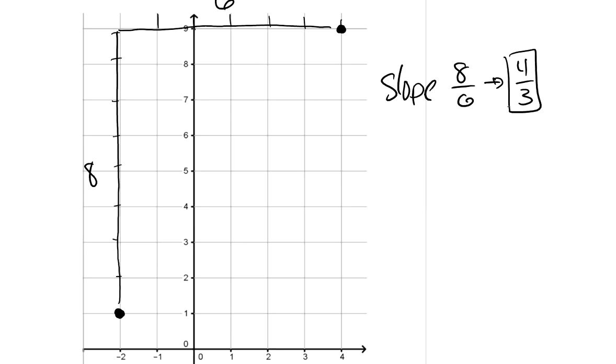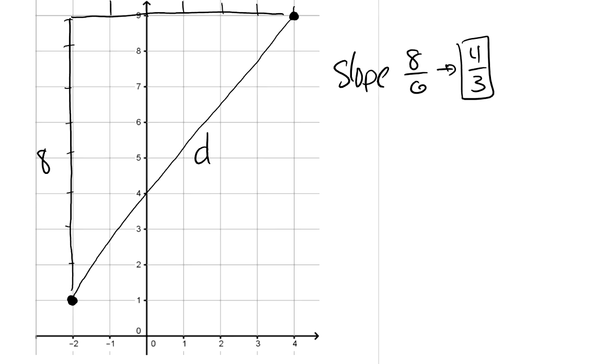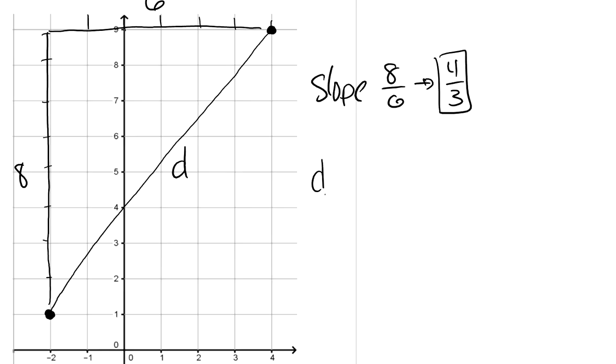Another thing we can do is talk about how far it is from one point to the next. So there's a distance between these 2 points, and I'll label this distance d. I could certainly say that the distance squared is 8 squared plus 6 squared. This comes from the Pythagorean theorem and the fact that any horizontal line and vertical line form right angles. So I'm looking at a right angled triangle here.